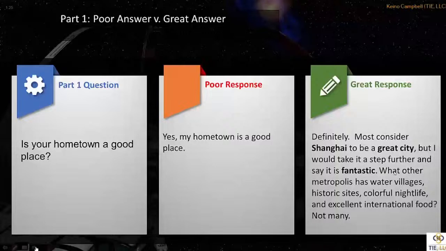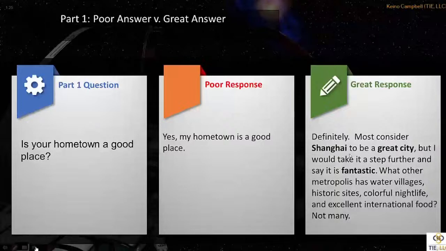Here's a great response. Is your hometown a good place? Definitely. Most consider Shanghai to be a great city, but I would take it a step further and say it's fantastic. What other metropolis has water villages, historic sites, colorful nightlife, and excellent international food? Not many.